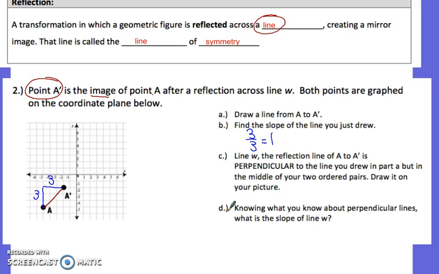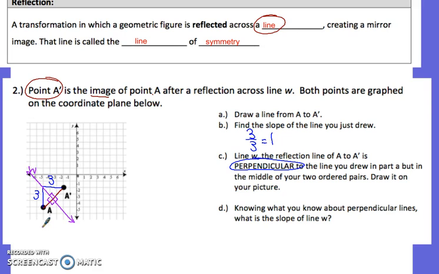Line W is the reflection line of A to A prime. Part C says line W is perpendicular to the line you drew in part A, but in the middle. Draw it on your pictures. So here's my red line. Line W I'm going to go ahead and do in purple. It's perpendicular, so that means that these are all right angles. This is line W. I'm going to put arrowheads on it because it's a line.